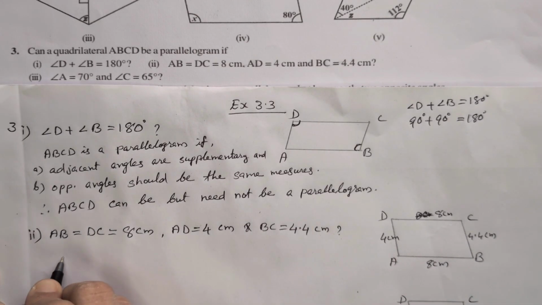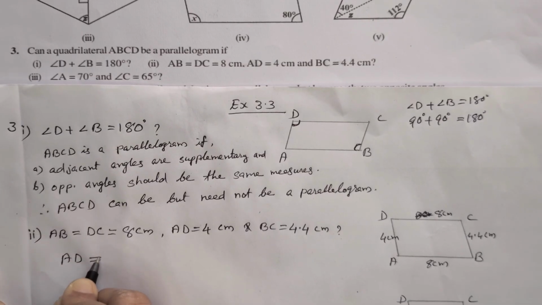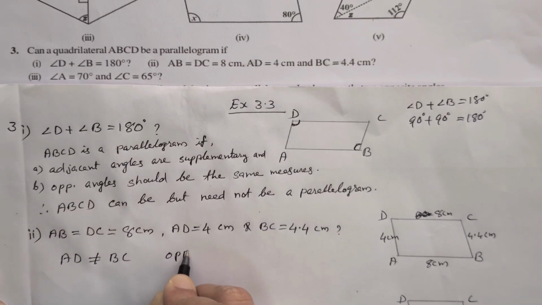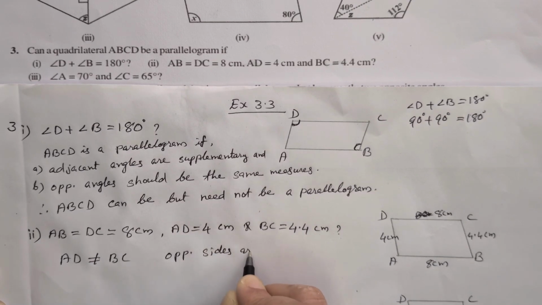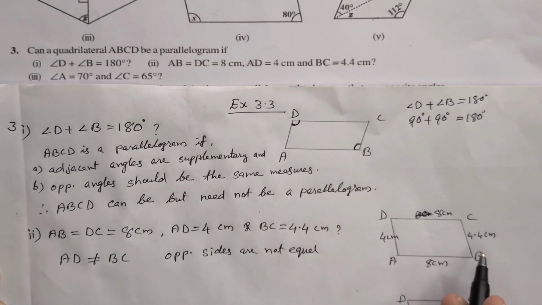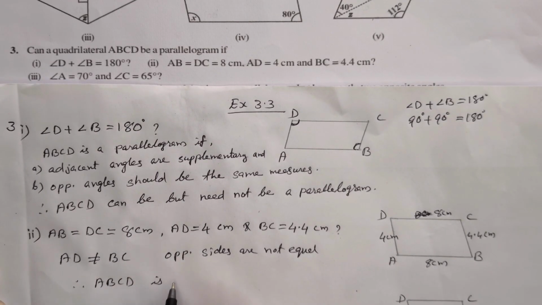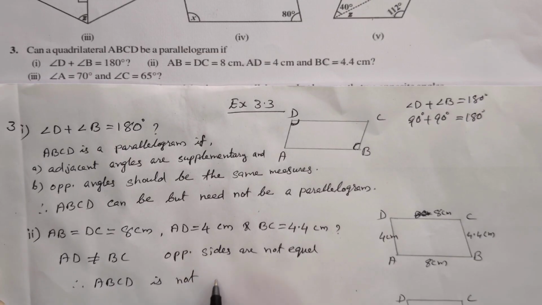So we can write here AD not equal to BC, which means opposite sides are not equal. We know that in the case of a parallelogram, opposite sides should be equal. In this case, opposite sides are not equal. Therefore, ABCD is not a parallelogram.